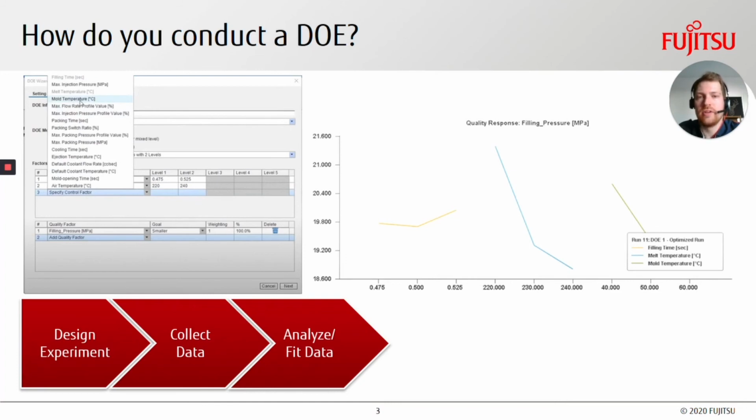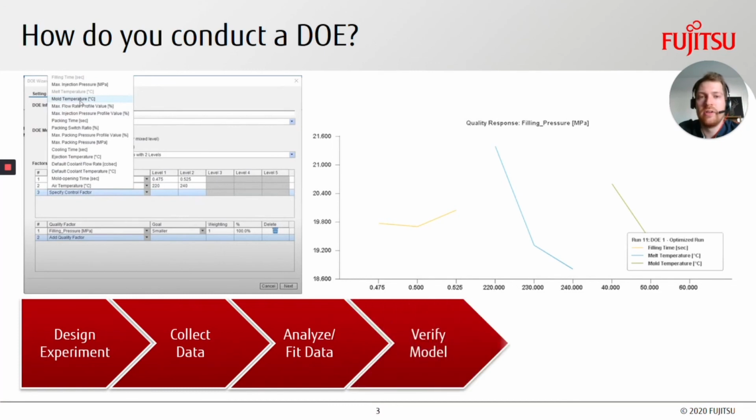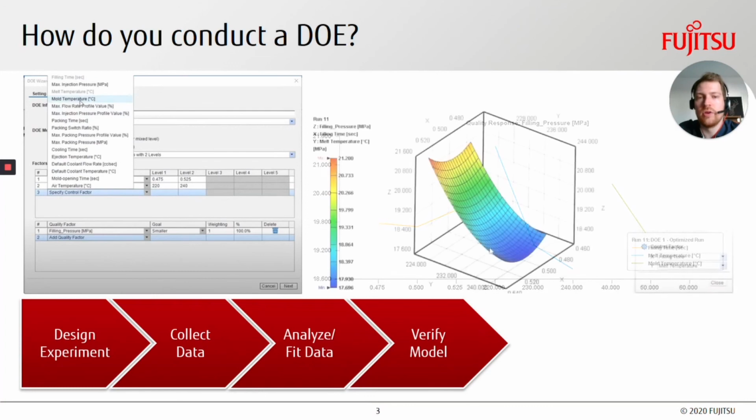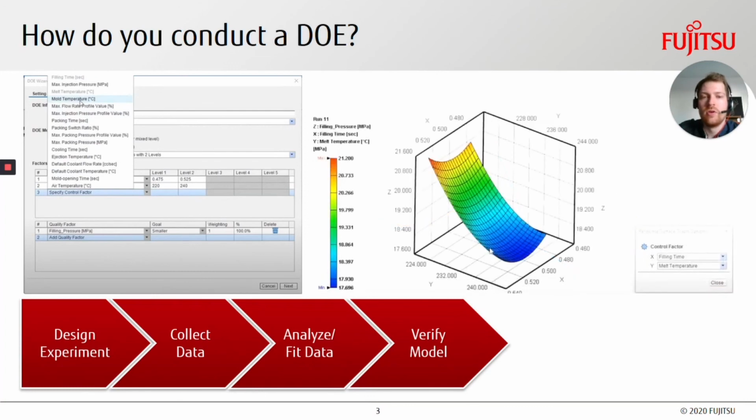So knowing this and knowing the response for the other control factors as well, we're next able to come up with a model and verify our model. And we usually do this with a surface plot, and this is why you do the DOE.